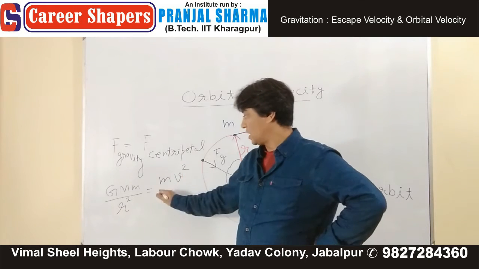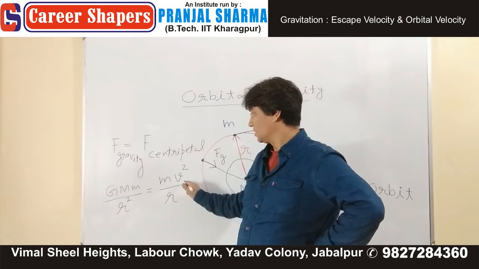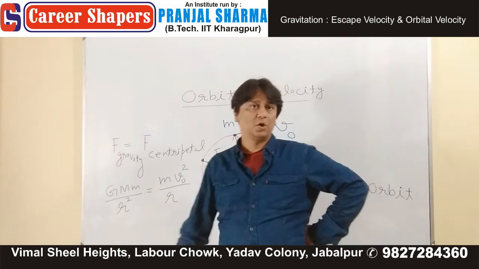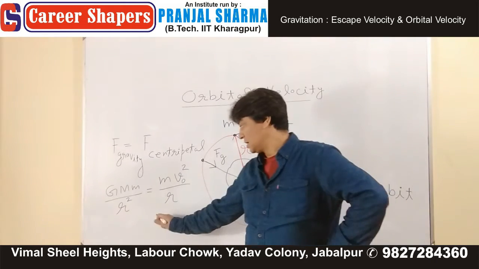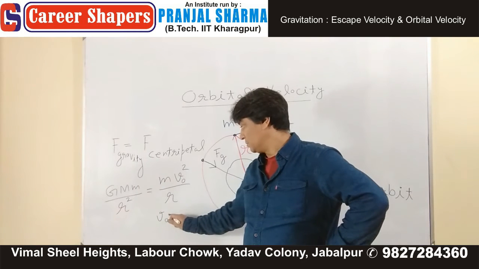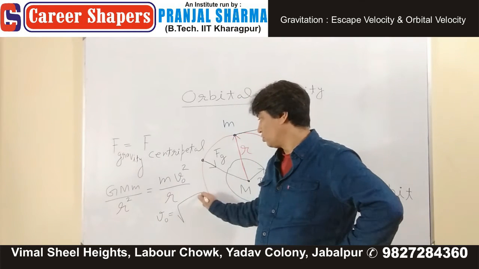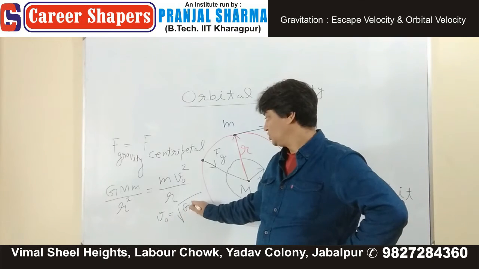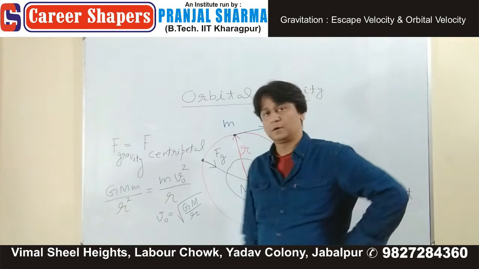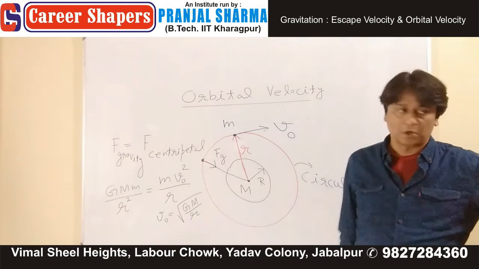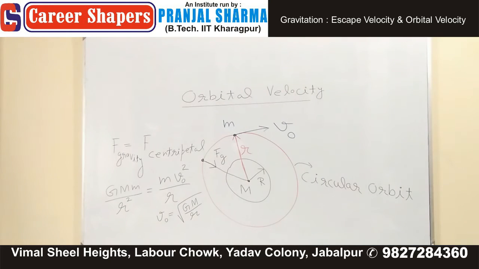mv square upon r. Which v? V0. The m cancelled and V0 is coming root over GM divided by r. That's your orbital speed.